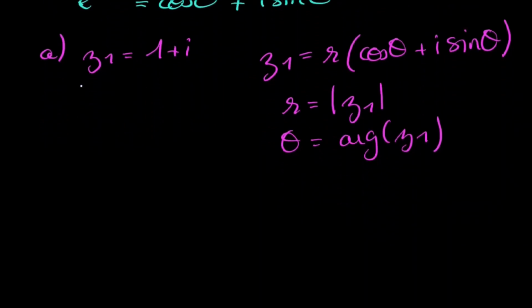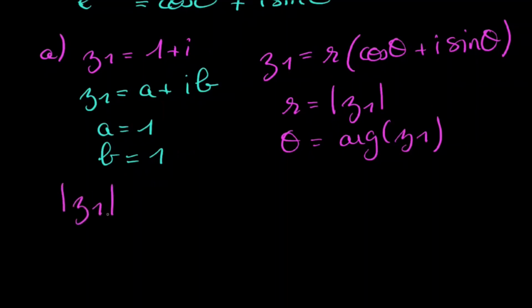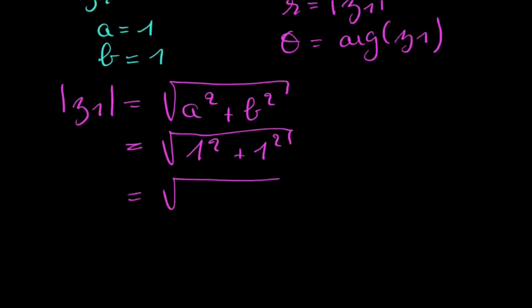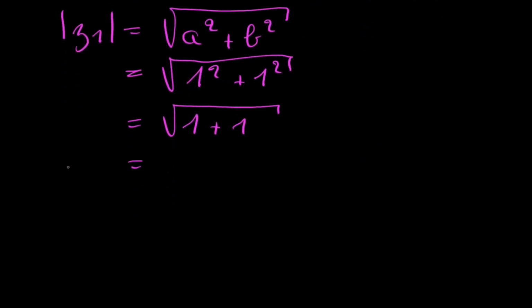Here we have Z1 equals A plus iB, with A equals 1 and B equals 1. So we can first of all calculate the modulus of Z1 by writing that the modulus of Z1 equals the square root of A squared plus B squared. So it's equal to the square root of 1 squared plus 1 squared, which is the square root of 1 plus 1. Then we have that the modulus of Z1 equals the square root of 2.